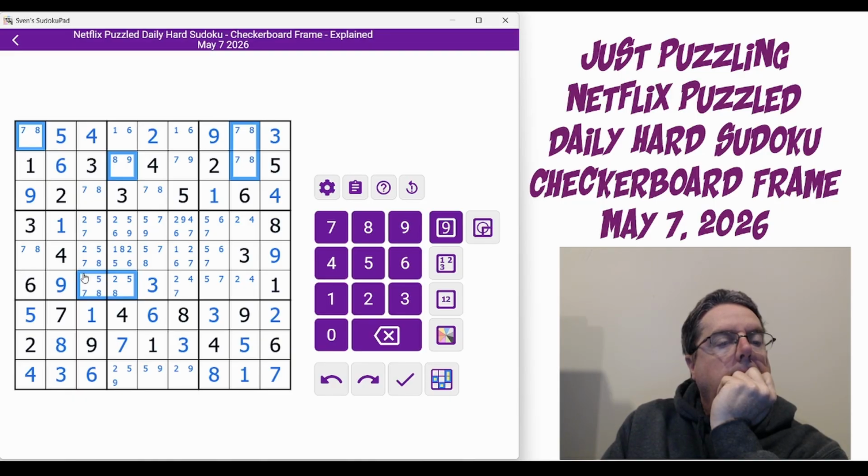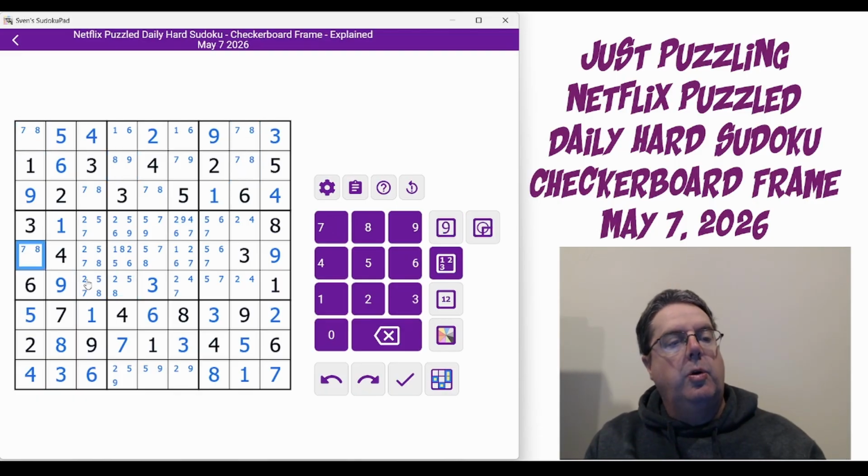This is an 8. That can't be an 8. This has to be an 8. It can't be an 8. This has got to be an 8. This can't be an 8. And that'd be an 8. So that would mean these two would be an 8.